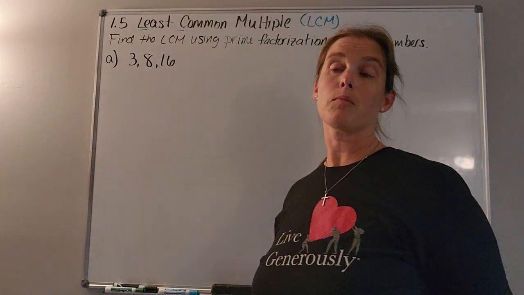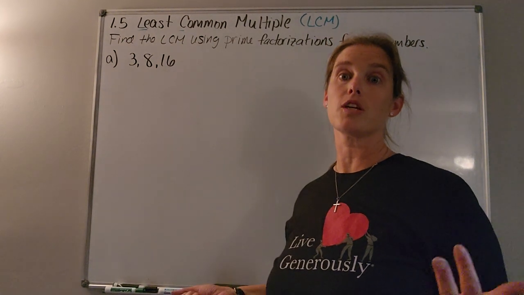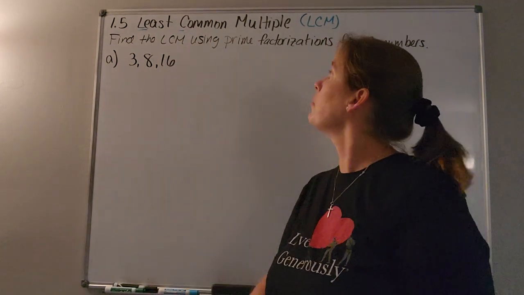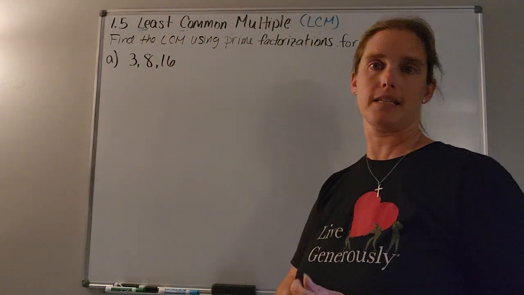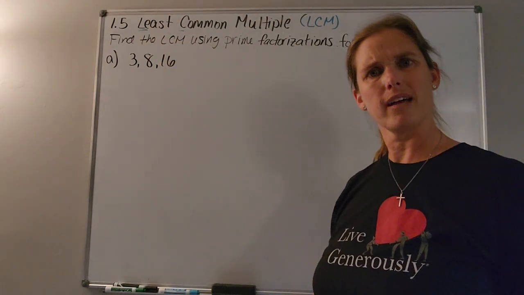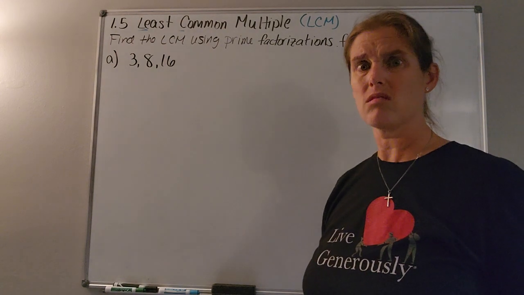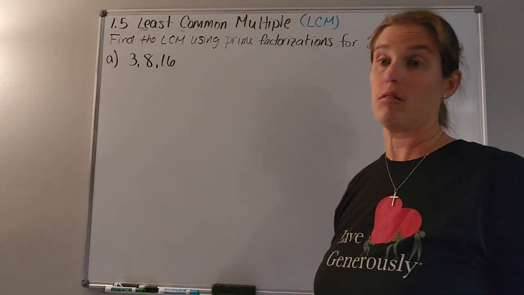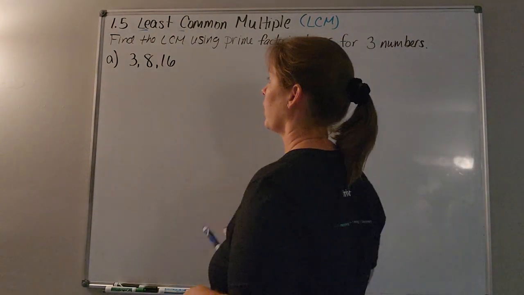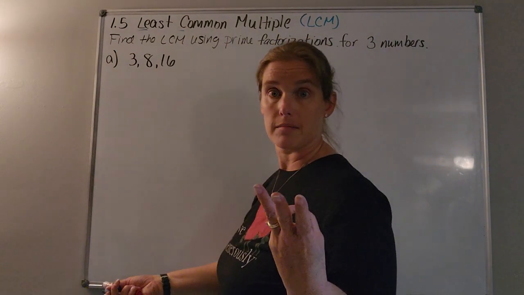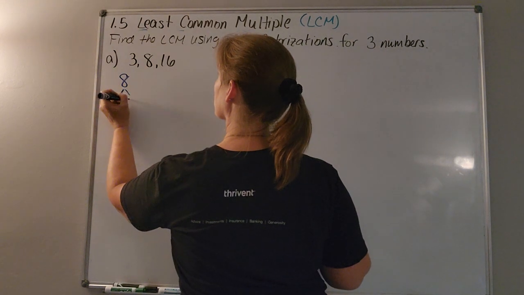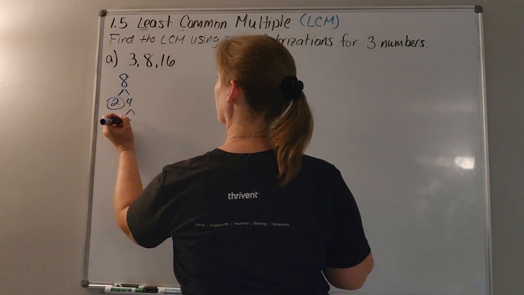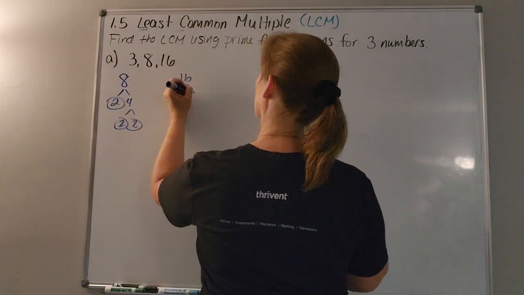Sometimes you might be asked to find the prime factorization to then find the least common multiple for 3 numbers. So here we've got 3, 8, and 16. I can't prime factor 3. It's only got 3. So when it comes time to listing the prime factors, 3 is it. 8, let's list that out. 2 and 4, so 2 and 2. 16, we've done a bunch.